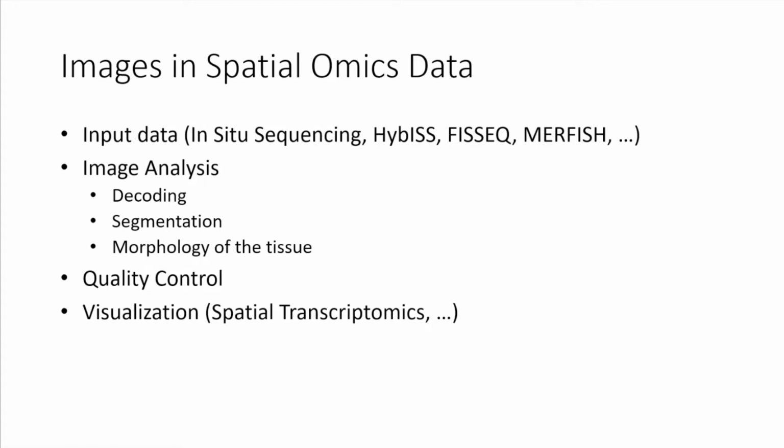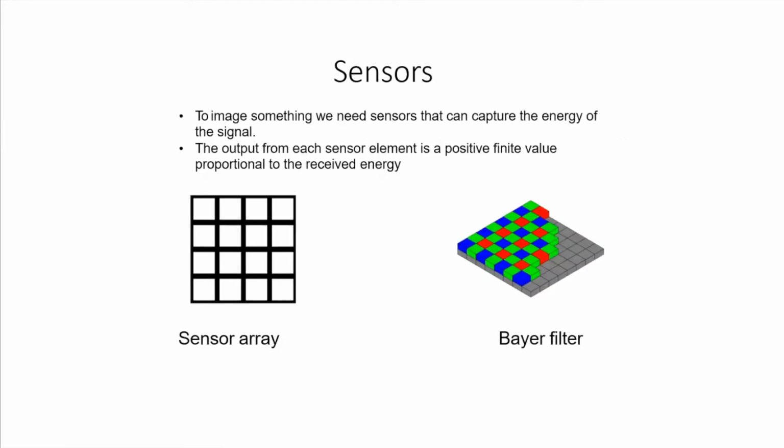And for simple visualization, for example, in spatial transcriptomics, you have the DAPI, the H&E image that you want to see under the markers and your data that you analyzed. So all this means images are at each step of the course we will present here. So I will start with the very basics of what is an image.